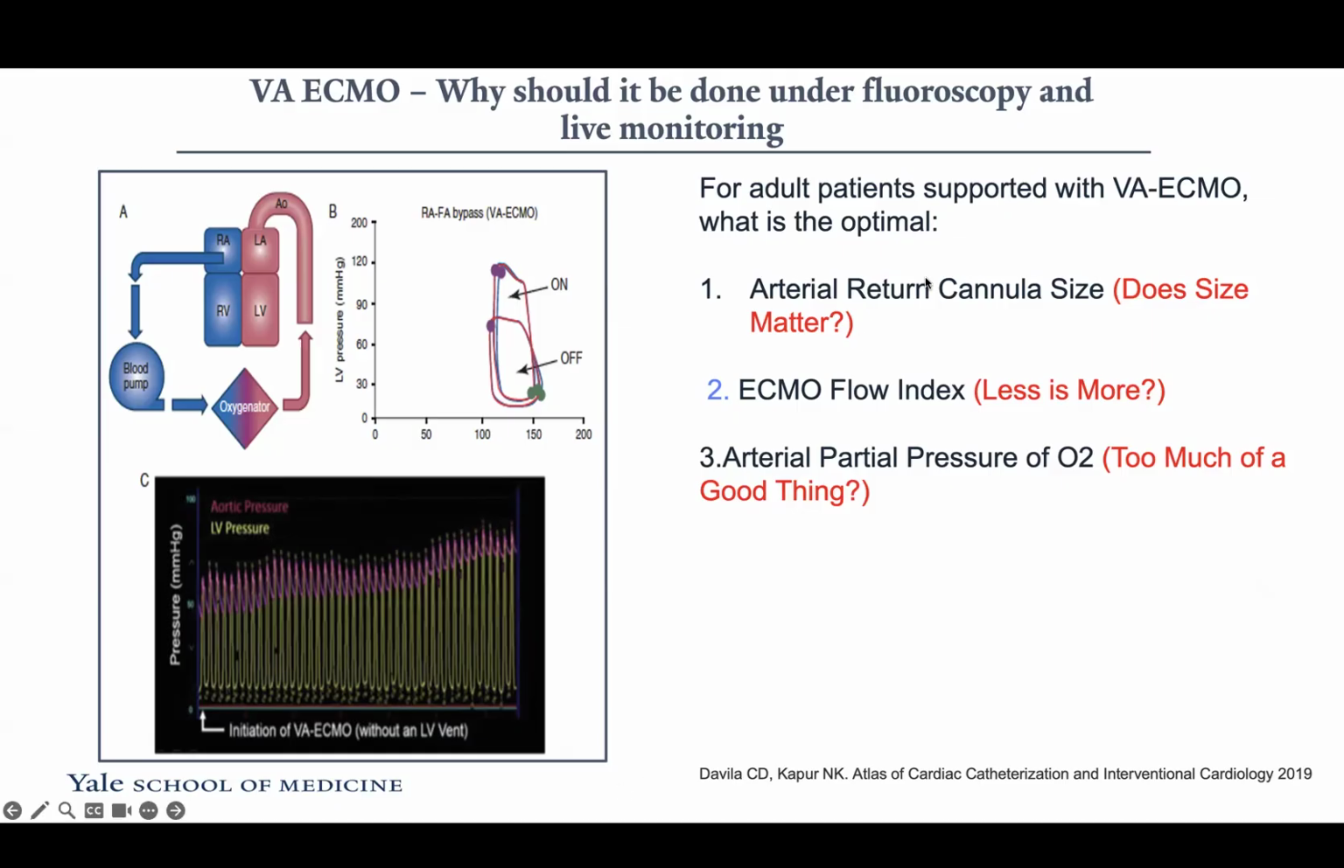Then we'll have the ECMO flow index that you need to understand in the cath lab. What I'm trying to say is, don't think that because we're interventionalists we don't need to care about these things, because this is what makes outcomes. And then the arterial partial pressure of oxygen. Oxygen is great, so why don't we give them a lot? Are those things important for these patients to survive a crashing ECMO run?